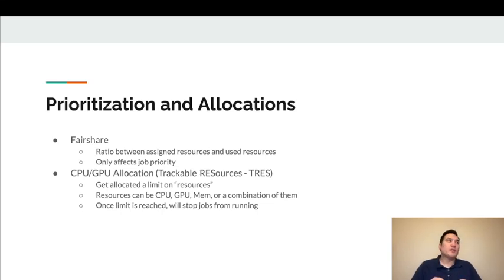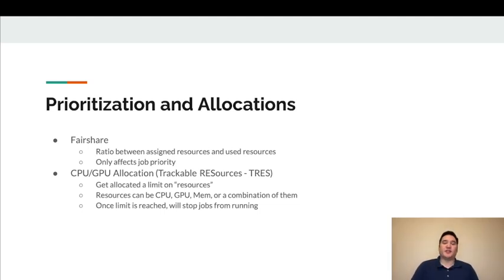So if you've used, say, 1,000 shares worth of stuff and you're only assigned 100, this fair share value will be very small. So you've used way too many of your resources, and so your job priority tanks, and it may take a while for your job to launch if other people have used less of their fair share of resources.